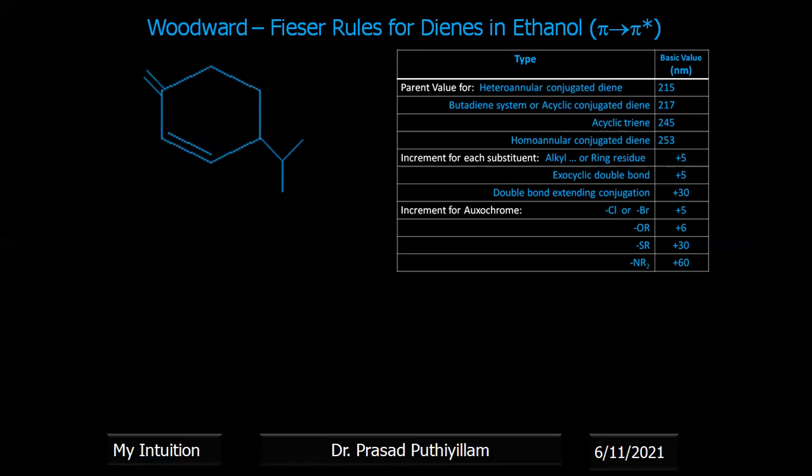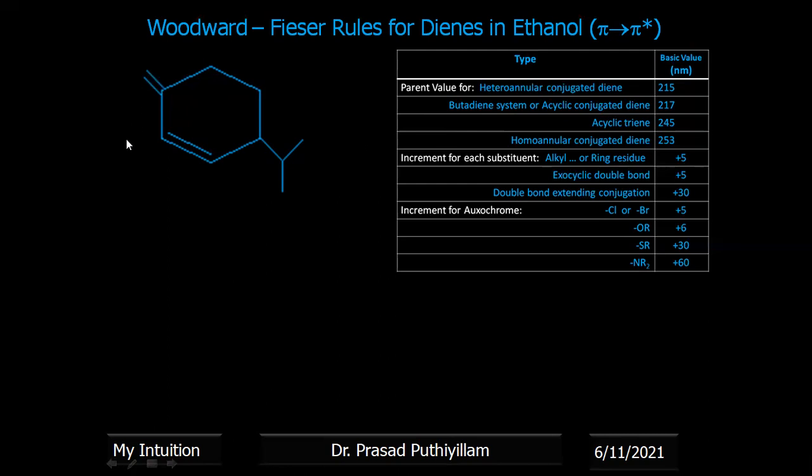Okay, so again, it is a conjugated diene. A conjugated double bond is present: a double bond, single bond, double bond, and only one double bond is in the ring. Therefore, the conjugation is not in the ring. Conjugated double bond is not present in the ring. Therefore, it is not a homoannular or even heteroannular case. Also, it will not work. Therefore, it is basic values. Butadiene system, an acyclic conjugated diene system only we have to consider, and this as the ring residue, and this one as the exocyclic double bond.